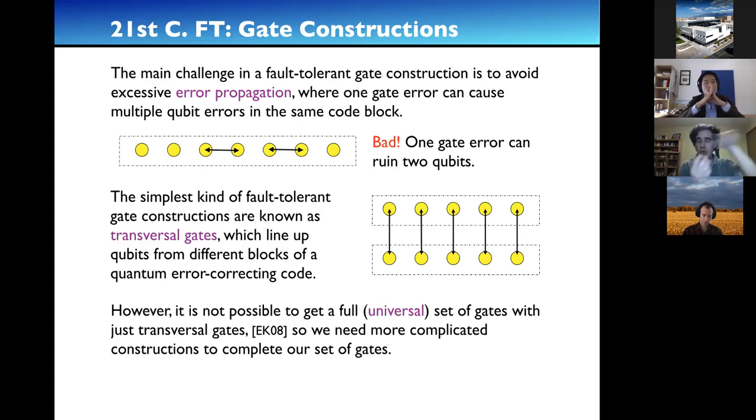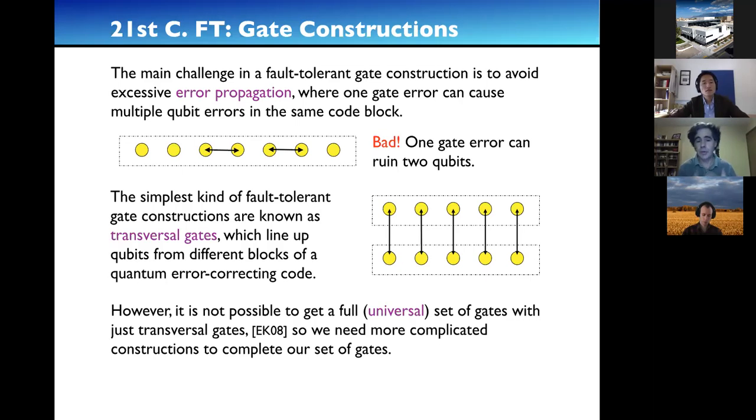But the thing is, each of them is in a separate block of our error correcting code. And so if our error correcting code is designed to correct just a single error, then it can correct an error in each block of the code. Before, the error propagated into 2 qubits in a single block, which we couldn't correct. Now, 1 qubit error in the first block and 1 qubit error in the second block, we can correct. And so transversal gates still allow the errors to propagate, but they propagate in a way that's controlled and compatible with our error correction abilities. Okay, so transversal gates are great. They're very simple to do, and they handle this error propagation problem.